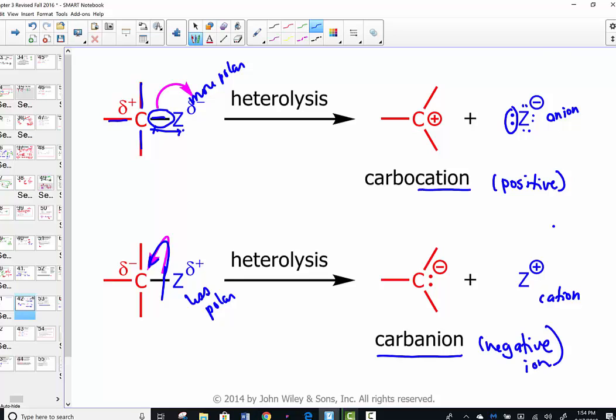Carbanion means a negative ion. So predicting which direction the electrons will flow is just an understanding of electronegativity. And now that we see an electron-deficient carbon with a carbocation, and an electron-rich area in a carbanion, we can apply those to our terms Lewis acid and Lewis base.